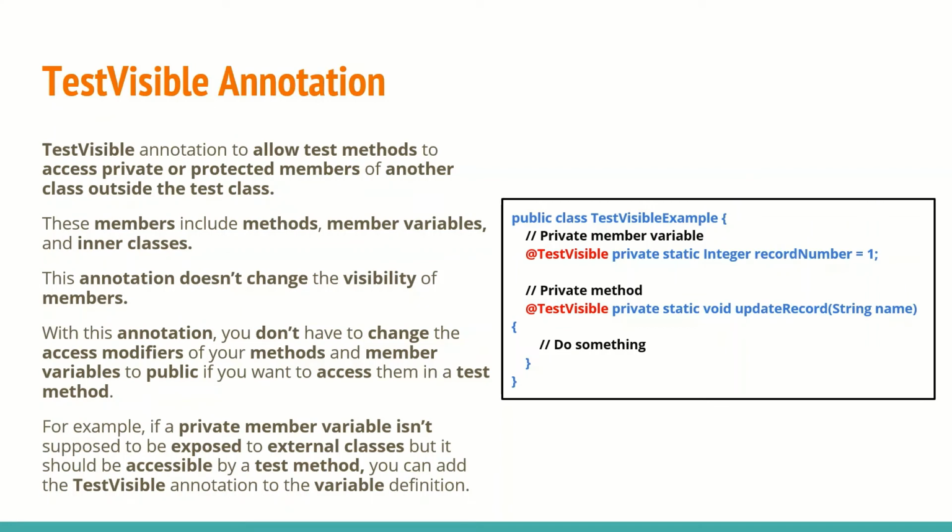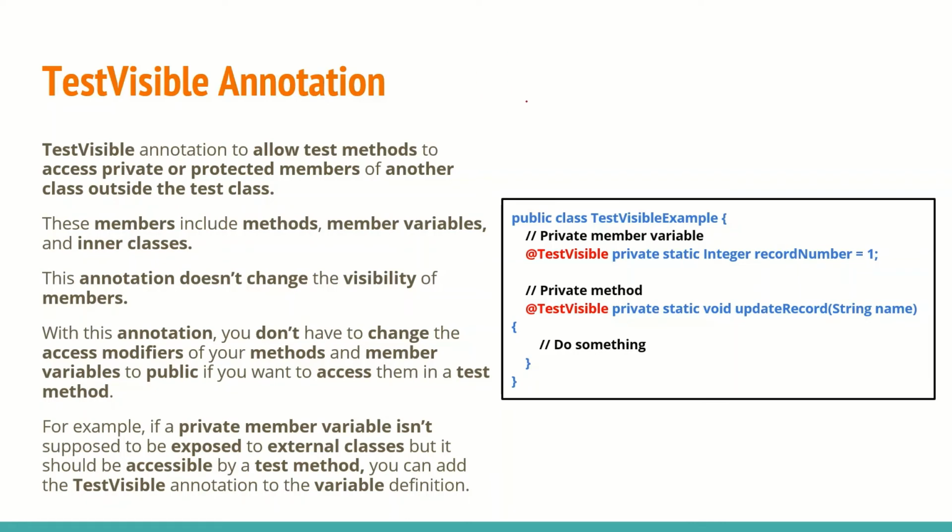Test visible annotation, as its name suggests, the test visible annotation is used to allow test methods to access private or protected members of another class outside the test class. These members include methods, member variables, and inner classes. This annotation doesn't change the visibility of members. With the annotation, you don't have to change the access modifiers of your methods and member variables to public if you want to access them in a test method. For example, if a private member variable isn't supposed to be exposed to an external class but it should be accessible by the test method, you can add the test visible annotation to that particular variable definition.